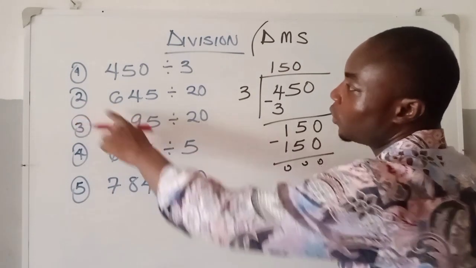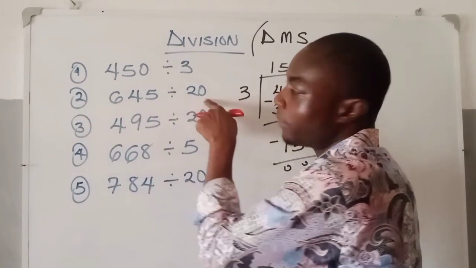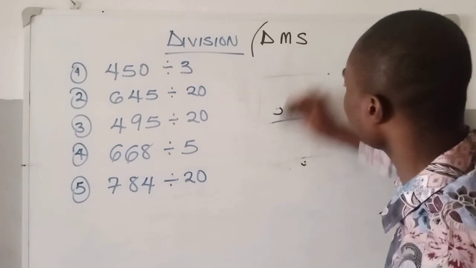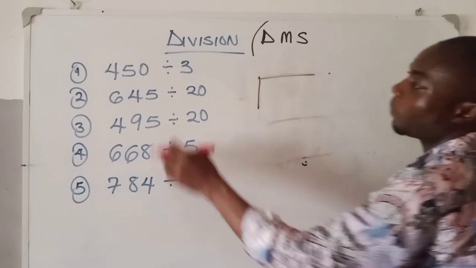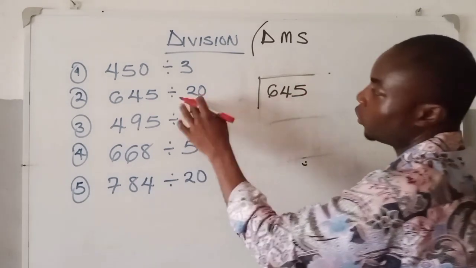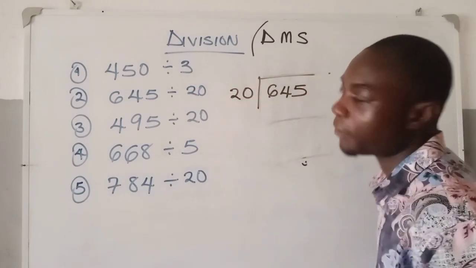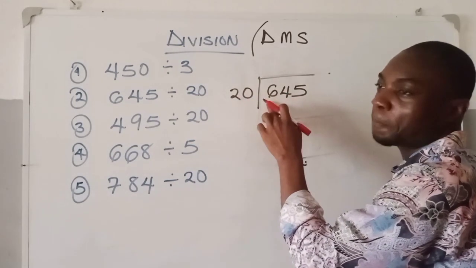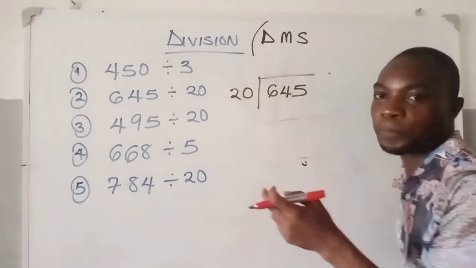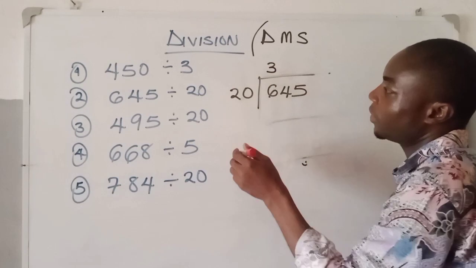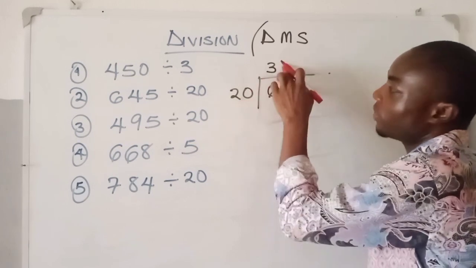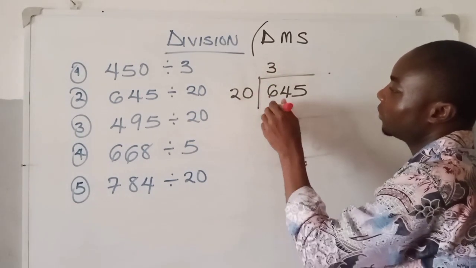So let's answer the next question, which says 645 divided by 20. So write out 645 inside the box, then 20 will be outside the box. All right. So 20 goes into 64, or we say we'll remove 20 from 64. How many times can we remove 20 from 64? We can do that 3 times. We have done the division part. The next part is the multiplication. Then we'll say 20 times 3. 20 times 3 will give us 60.